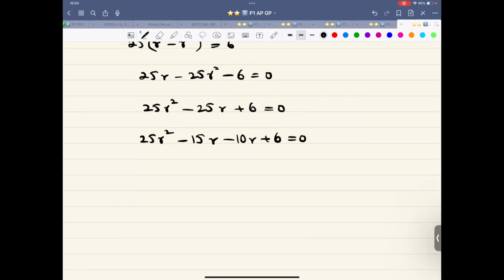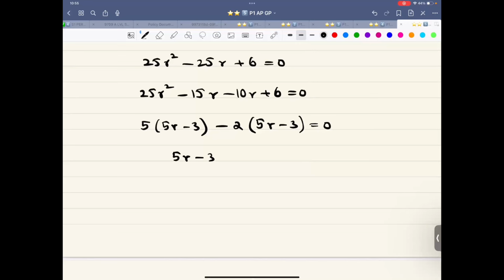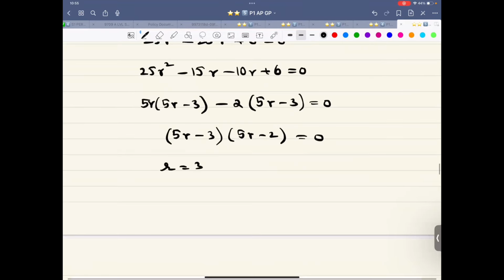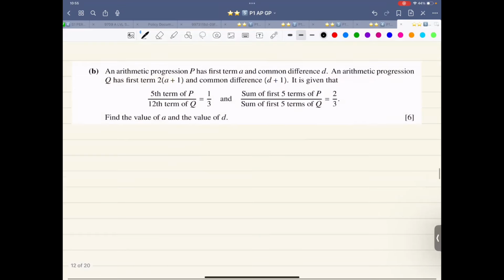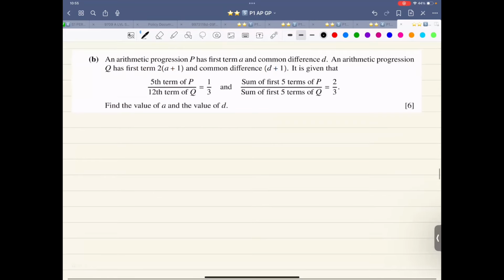And then I can take what common? 5 common. And this is 5r minus 3. I can take 2 common. This is 5r minus 3 is equals to 0. This is 5r minus 3. And over here, this is 5r taken common. 5r minus 2 is equals to 0. Therefore, r is 3/5. Therefore, r is 2/5. R is 3/5. R is 2/5. Yes, all good. Now, another question.